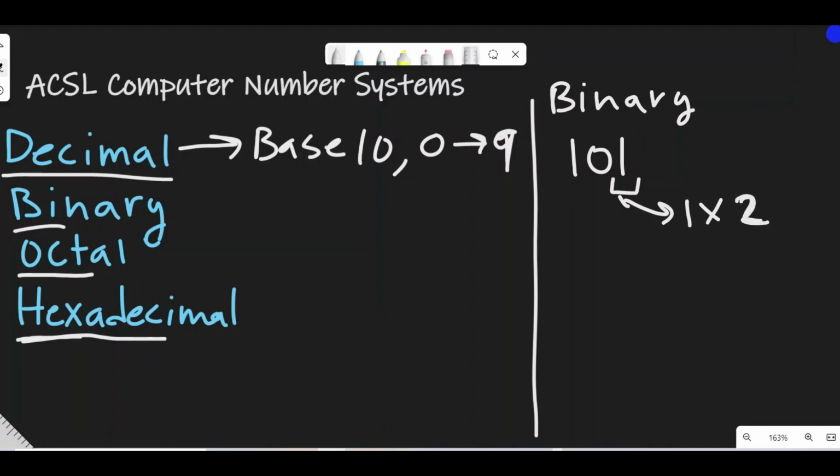We'd multiply this times the base, which is 2, since we're in the binary system, and then we exponentiate 2 with the index, which is 0. So we would get 1 times 1, which is 1. That's the value at that place.